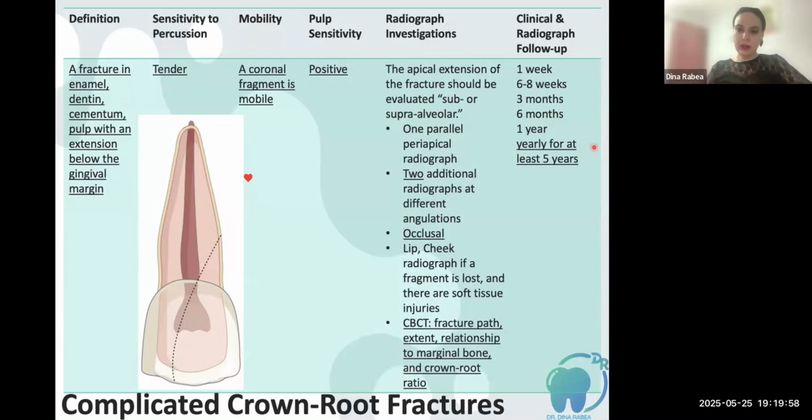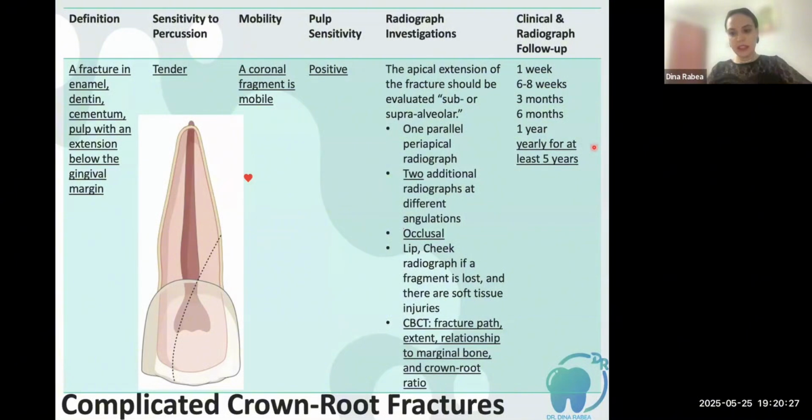Again, we need a very long follow-up schedule for this kind of fracture: 1 week, 6 to 8 weeks, 3 months, 6 months, 1 year. And then we have to see the tooth yearly for at least 5 years to make sure pulp necrosis, if we do not carry out RCT, is not happening. And this is possible only most of the time in immature teeth due to the very wide apices that allow blood supply to revascularize the teeth.